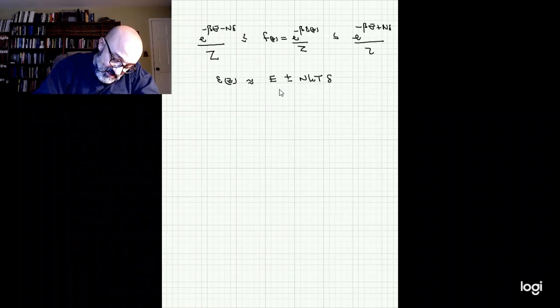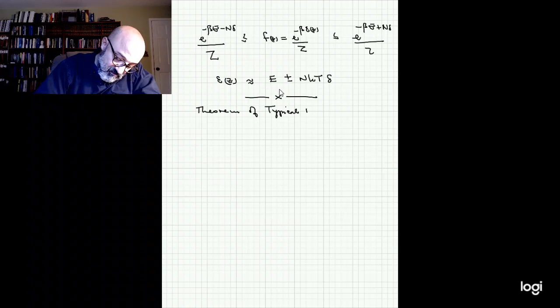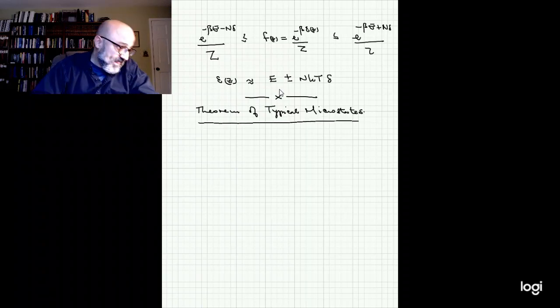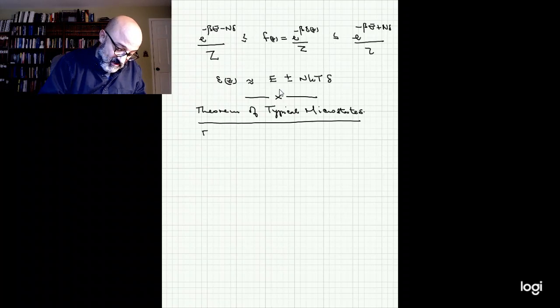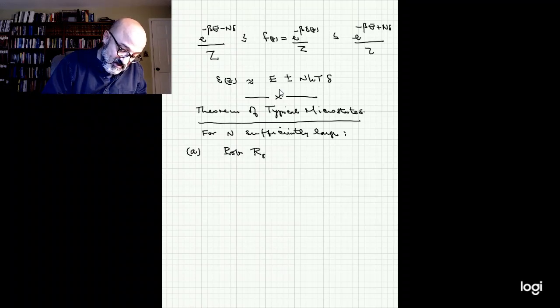So here comes the theorem of typical microstates. The theorem says the following: for N sufficiently large, we have A, the probability of the typical region is bigger than 1 minus delta.